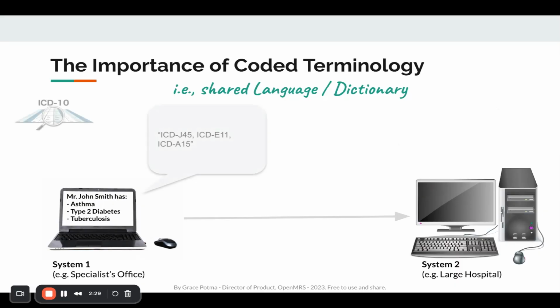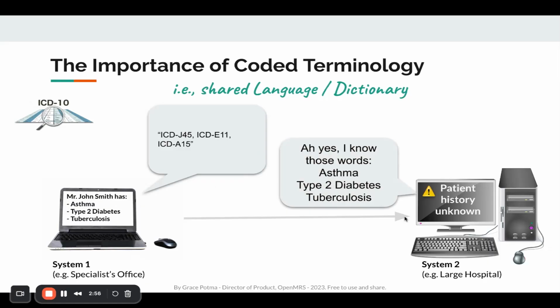Let's look at this again. Now, there are international standards such as ICD, SNOMED, and others that represent conditions and other pieces of medical information in a coded or dictionary type of way. These are also often referred to as medical terminology. So in this case, these are the three ICD codes for these conditions. Now, when we send these conditions over to system number 2, system number 2 says, you know what? I know those words. I know that that's the code for asthma. I know that's the code for diabetes, and I know that's a code for TB. But the system doesn't know what to do with it.